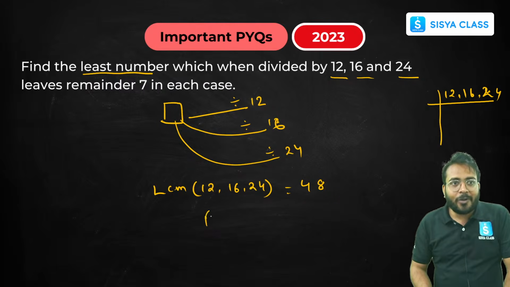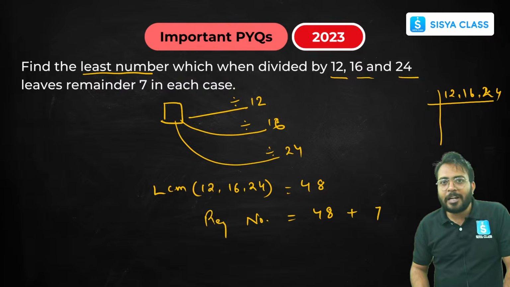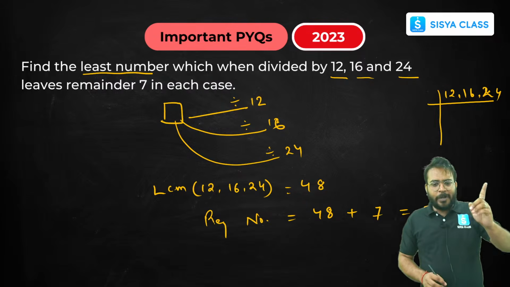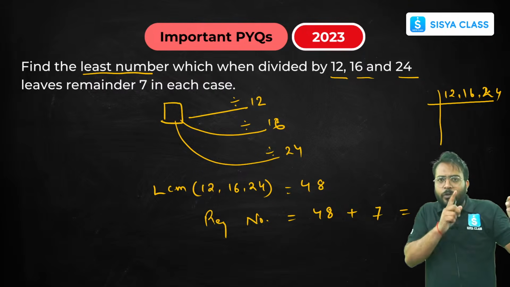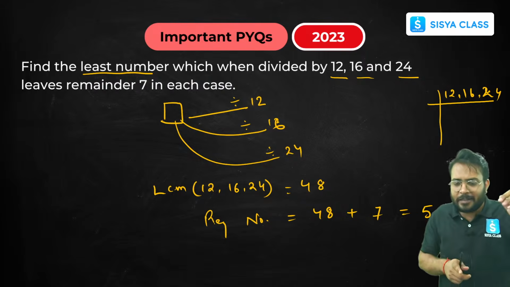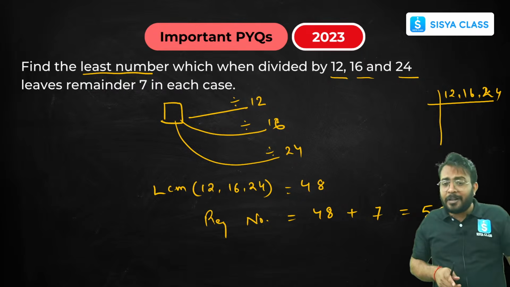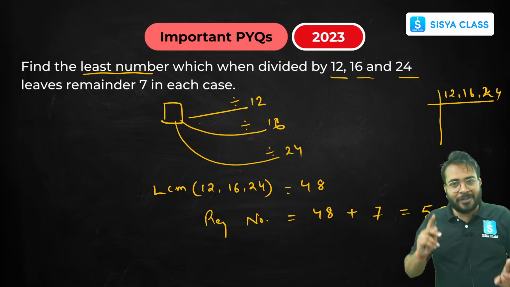So what is going to be that required number? That required number is going to be 48 plus 7. Yes or no? That is going to be 55. Now check. If you divide 55 by 12, you will get remainder 7. 12 into 4, 48, you get 7 as a remainder. 16 into 3, 48, again 7 as a remainder. 24 into 2, 48, again 7 as a remainder. Yes or no? In this way, you can think.